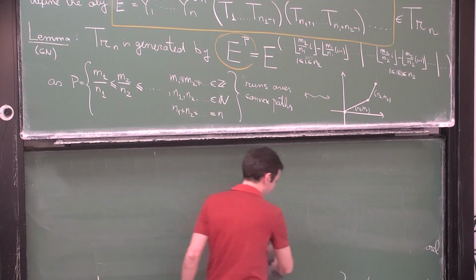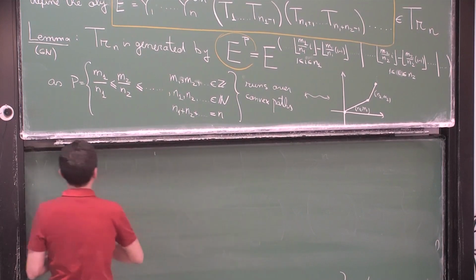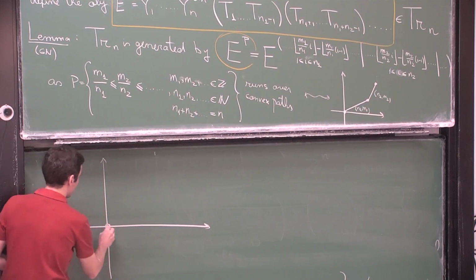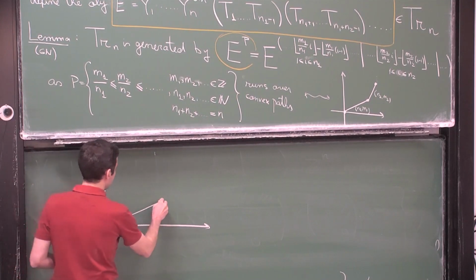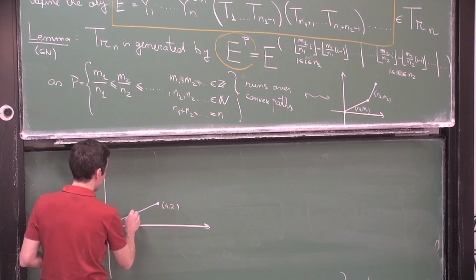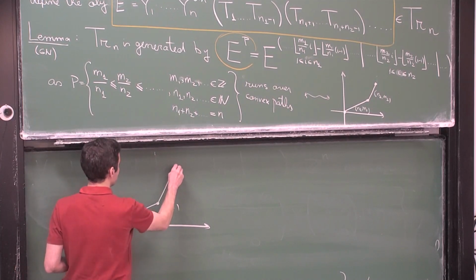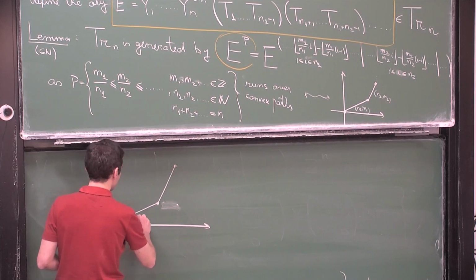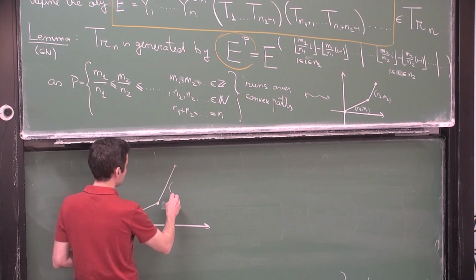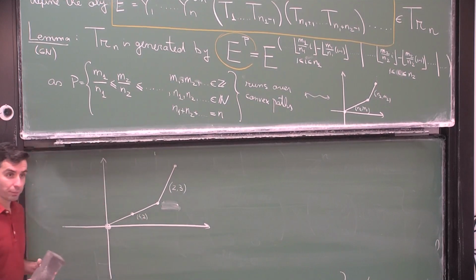Let me draw for you a nicer convex path. This is the origin. This is the point (4, 2). It has a lattice point in the middle over there. That's (2, 1). And then let me actually draw the vector here. So this whole vector is (4, 2). This vector, let's say, is (2, 3). Okay, so this is a convex path.